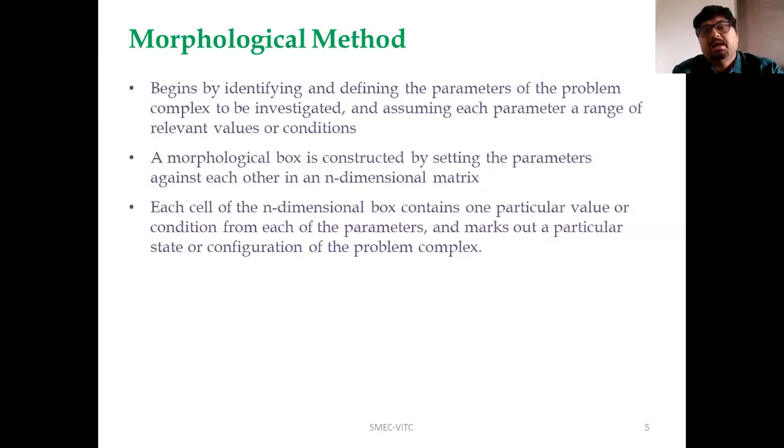It begins by identifying and defining the parameters of the problem to be investigated and assigning each parameter a range of relevant values or conditions. The box is constructed by setting the parameters against each other in an n-dimensional matrix. Each cell of the n-dimensional matrix contains one particular value or condition from each of the parameters and marks out a particular state or configuration of the problem complex.